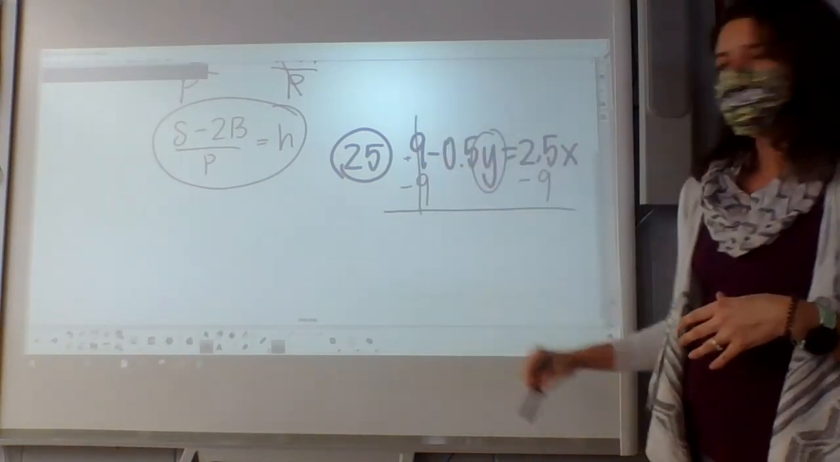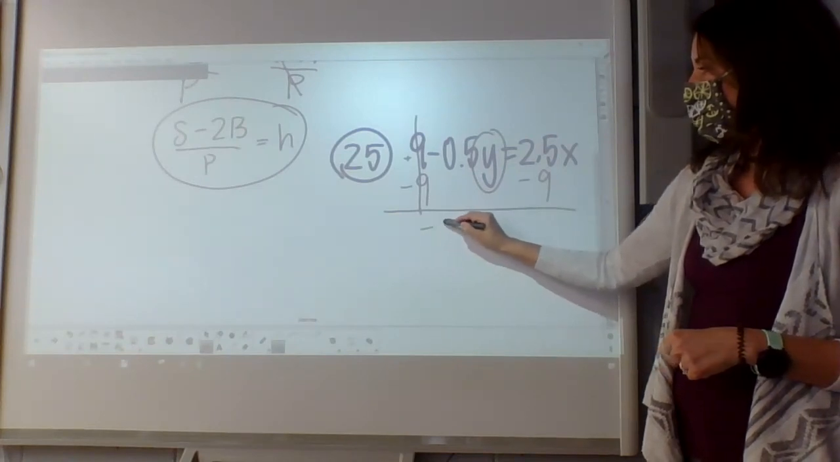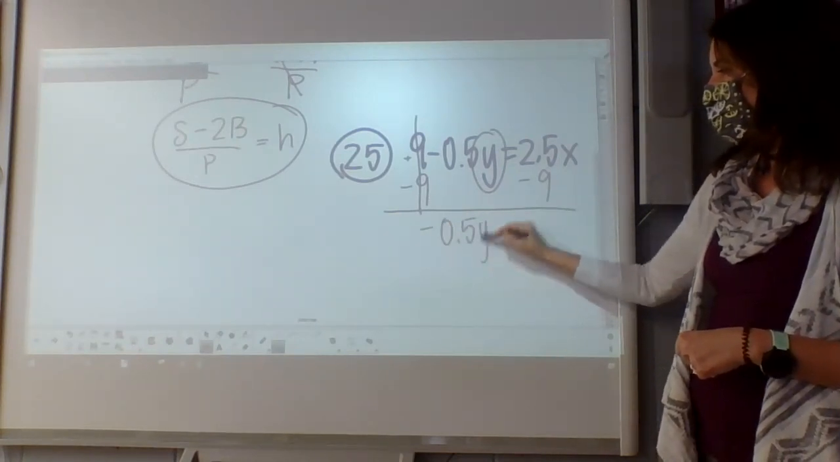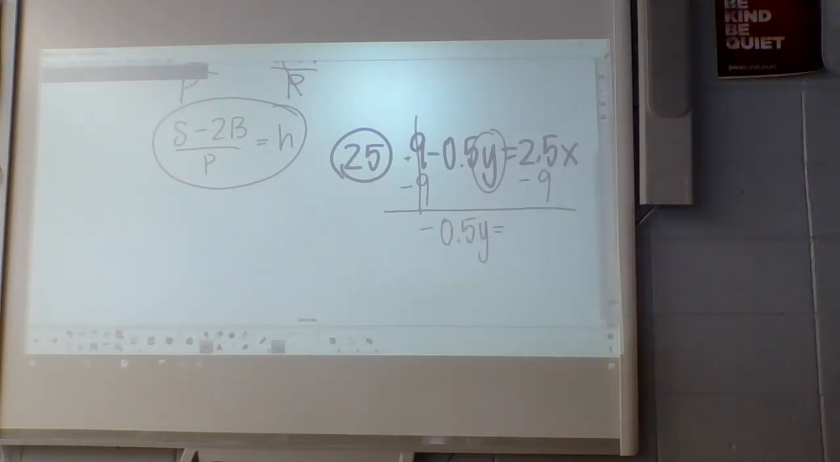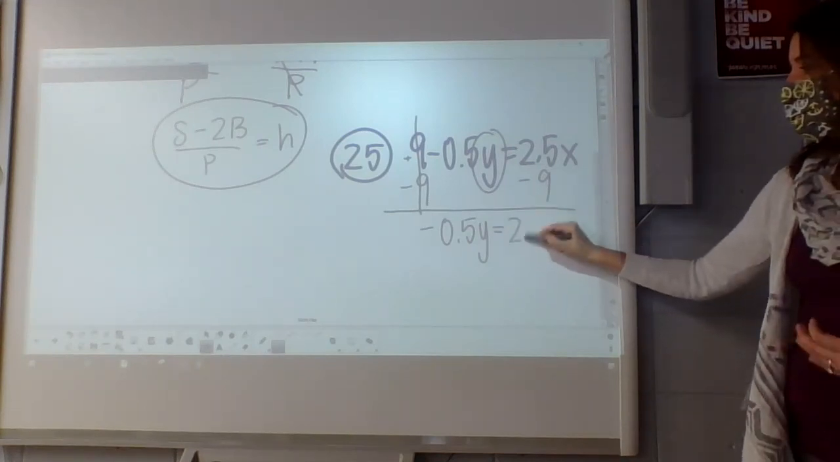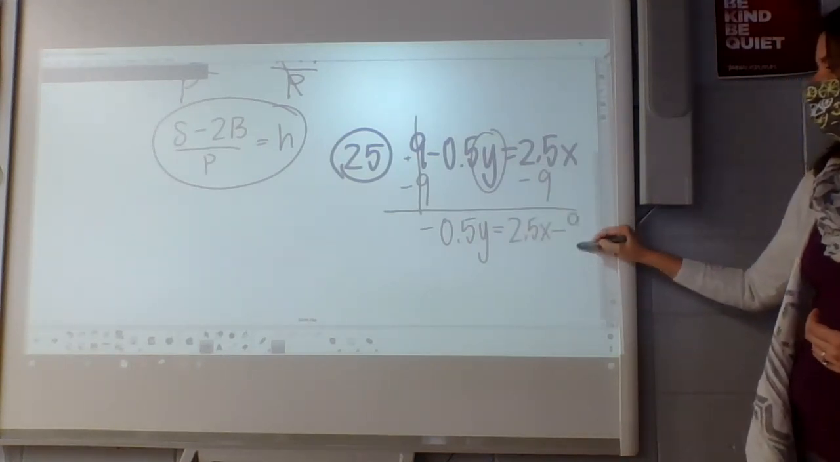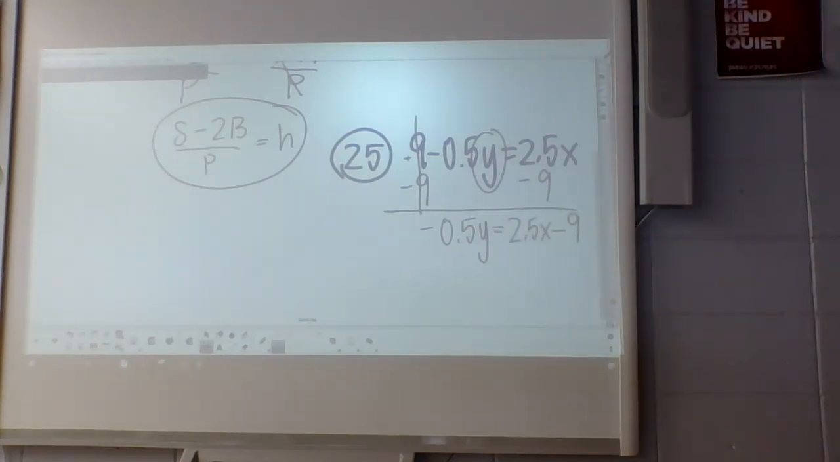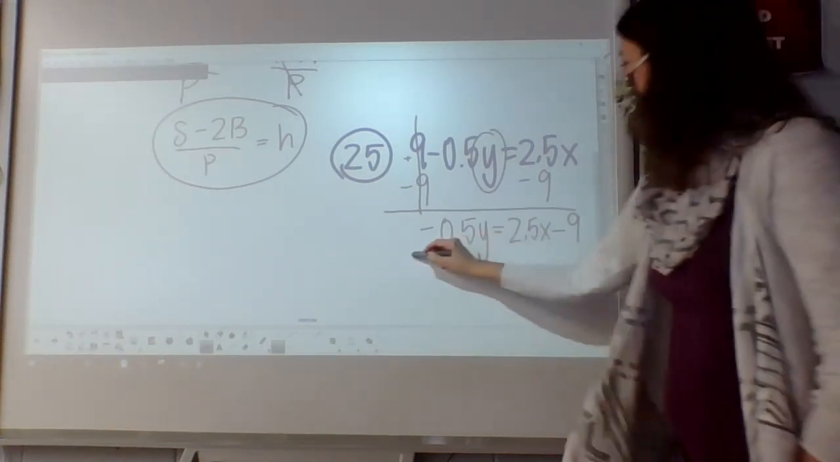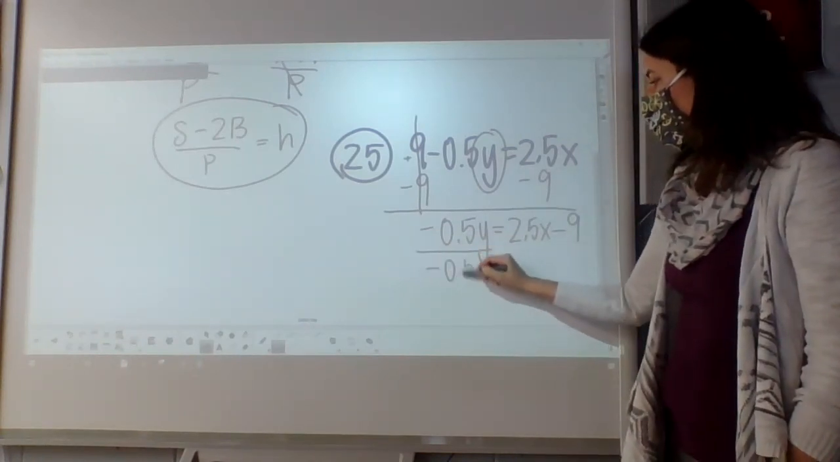9 minus 9 is nothing. So I get a negative 0.5y. That negative is super important there. And then over here on the right side, those aren't like terms. They don't both have x's. So we're just going to write 2.5x minus 9. So I still need to get my y alone. And we mentioned that negative 0.5 is being multiplied. So we're going to divide. Opposite operation here.